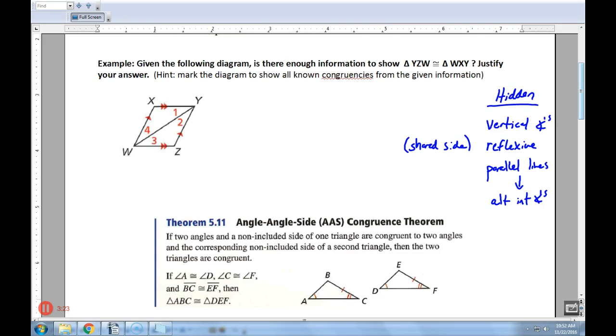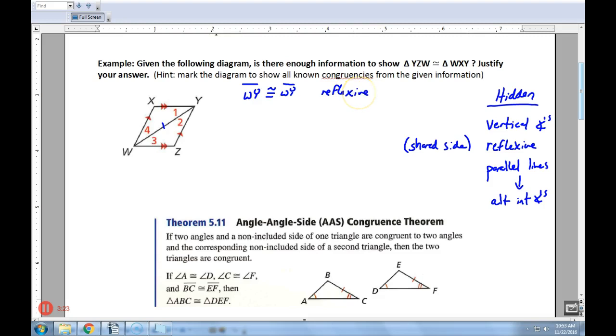So given the following diagram, is there enough info to show that triangle YZW is congruent to triangle YXW? Justify your answers. Alright, so hint, mark the diagram to show all the known congruencies. Well, I'm looking at this picture, and right now I don't see any congruent markings. I have 0. So I need to come up with some of my own. Well, first of all, the first thing that caught my attention was that WY is congruent to WY, by the reflexive property.